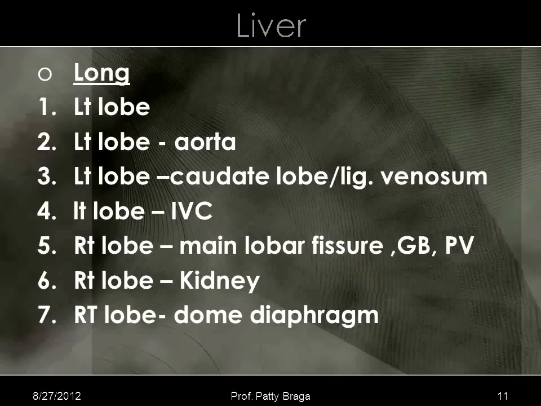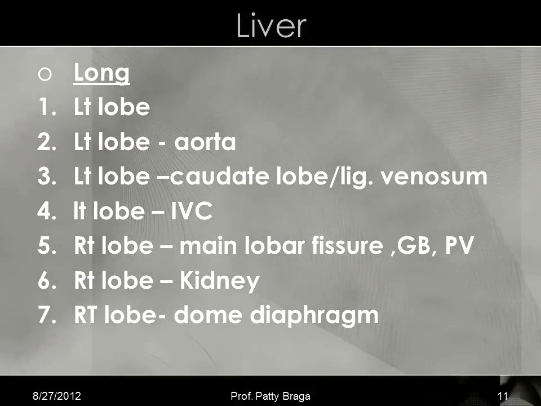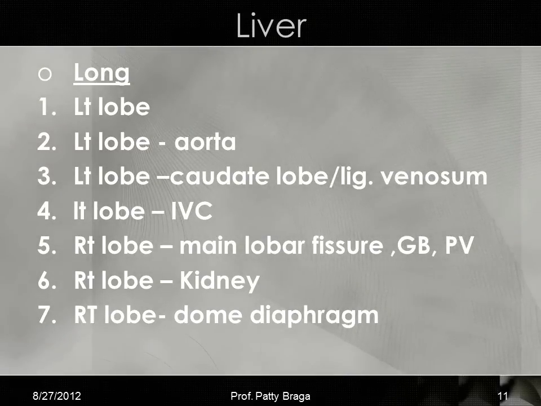These are the anatomy that you want to have documented on your pictures so that whoever is looking at the images knows where they are. And they know you're in the left lobe because they see the aorta, or they know they're in the right lobe because they see the main lobar fissure. So these are the minimal requirements.